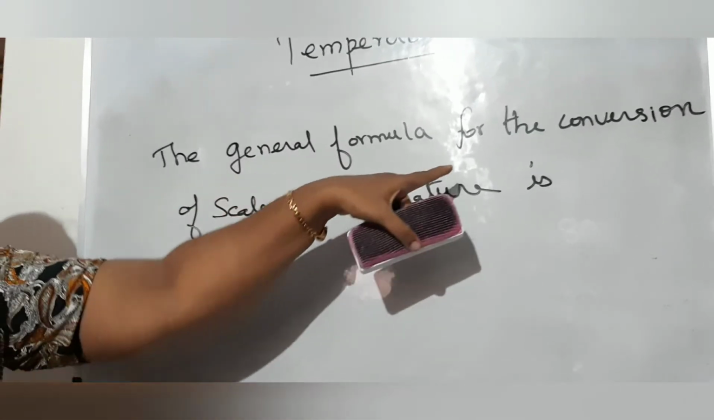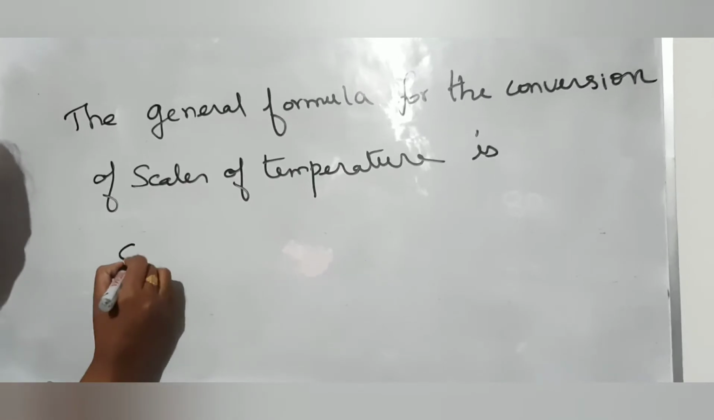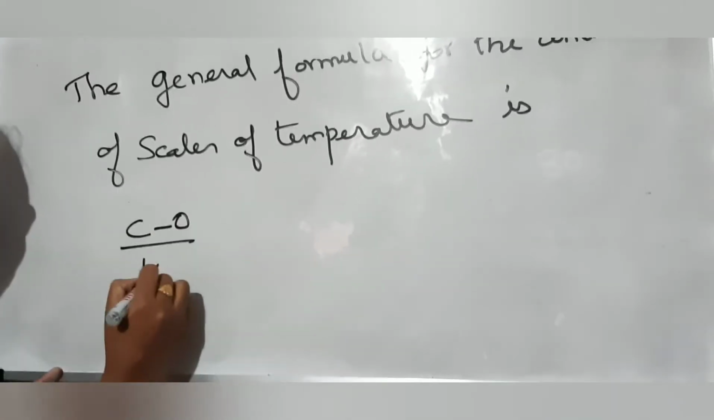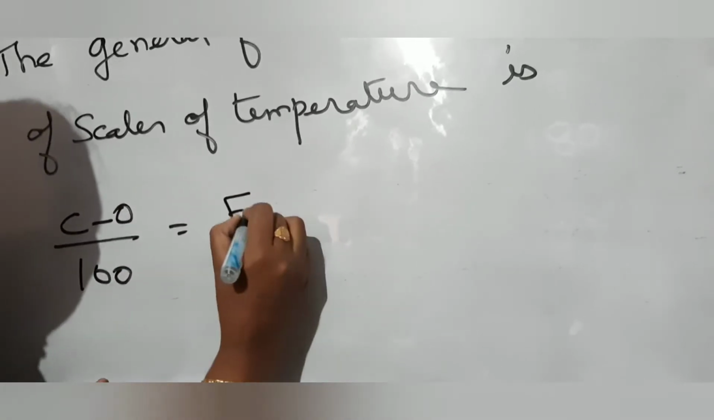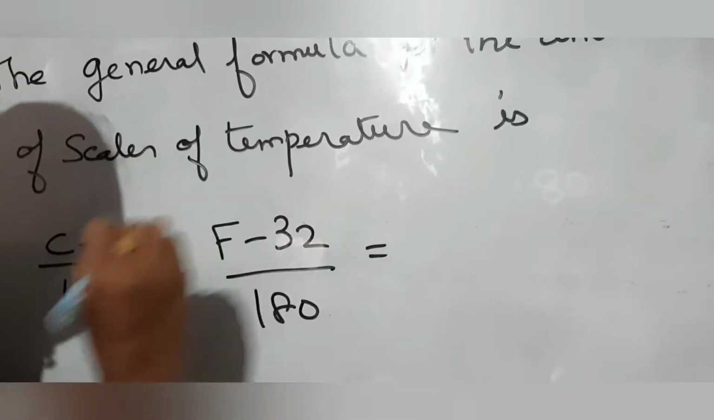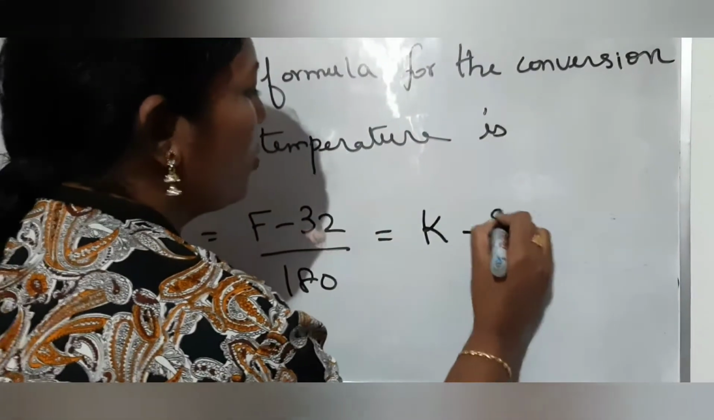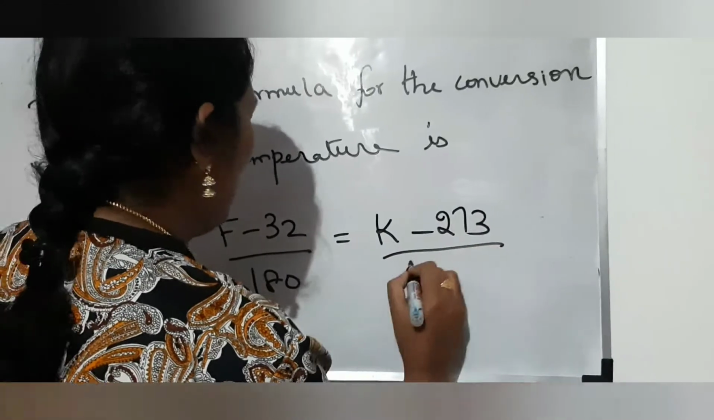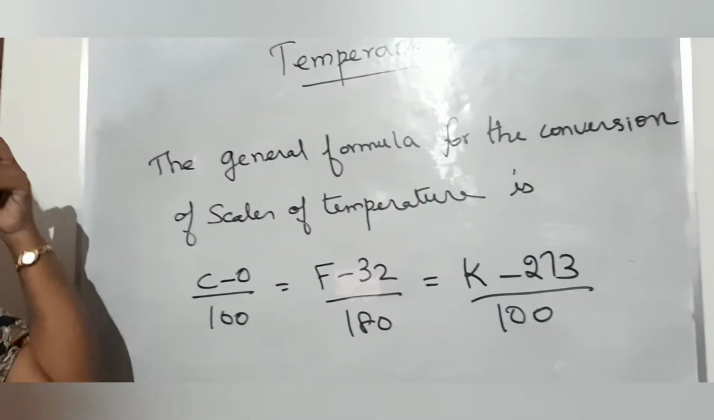The general formula for the conversion of scales of temperature is (C minus 0) by 100 is equal to (F minus 32) by 180, which is equal to (K minus 273) by 100. So this is the general formula for conversion of scales.